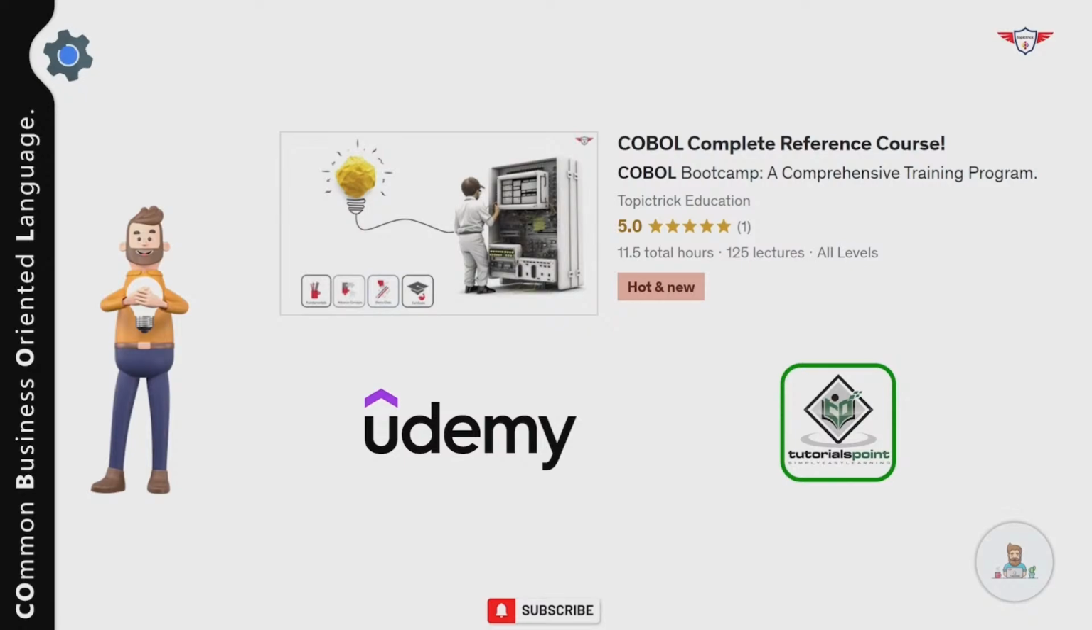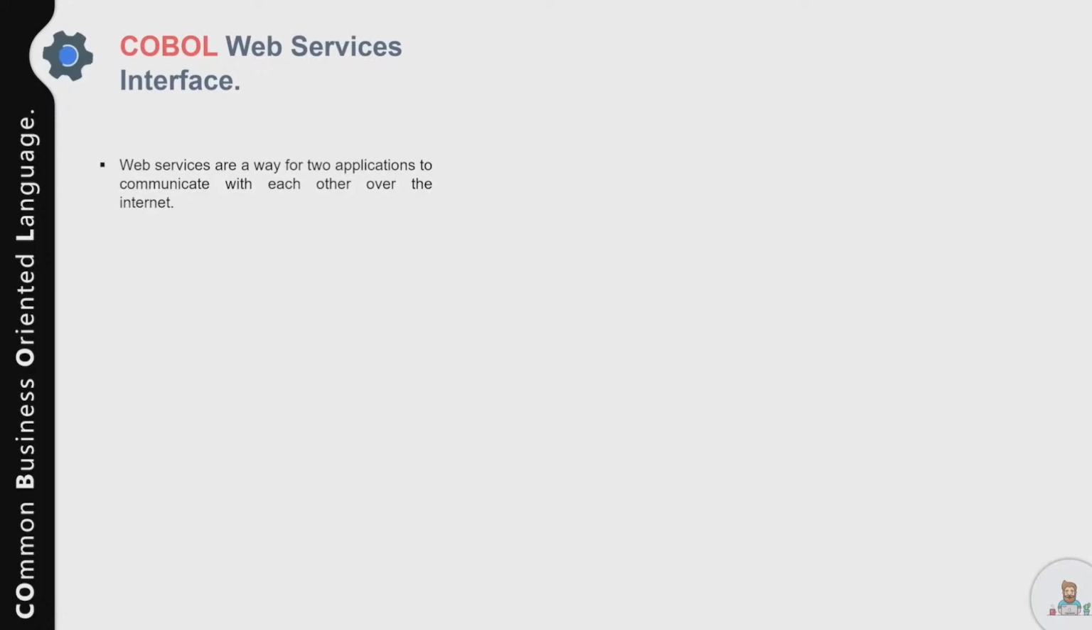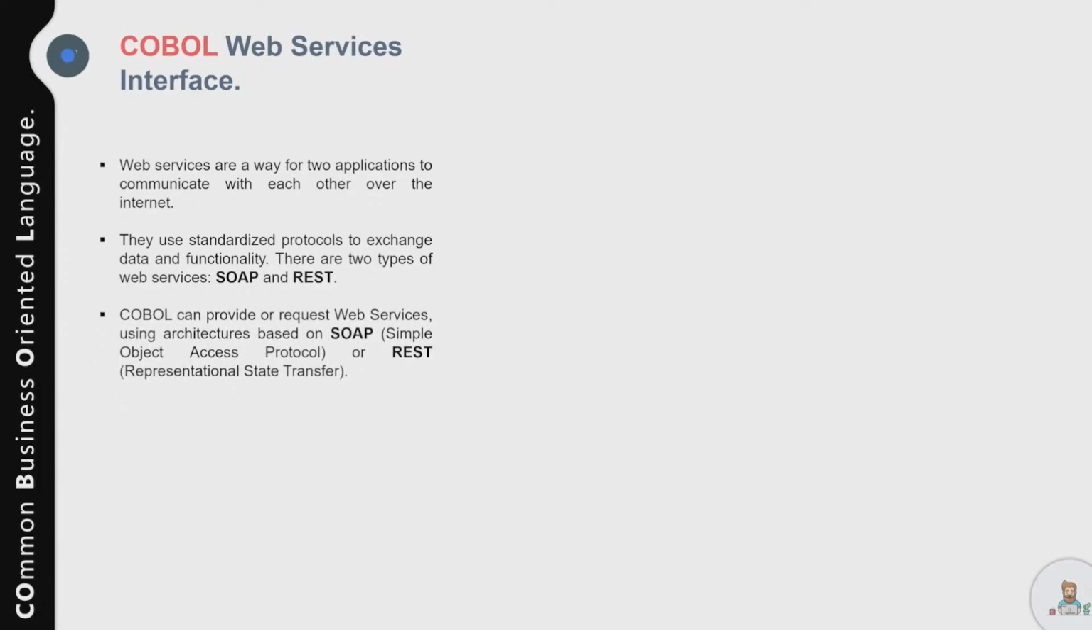Otherwise, let's move on to our next topic, that is COBOL Web Services Interface. So first of all, let's talk about what are web services. Web services are a collection of open source protocols and standards used to exchange data between 2 different systems or applications. That means with the help of web services, 2 applications can communicate with each other over the internet. A web service has an interface which hides the implementation details. Apart from that, they use standard protocols to exchange data and functionality.